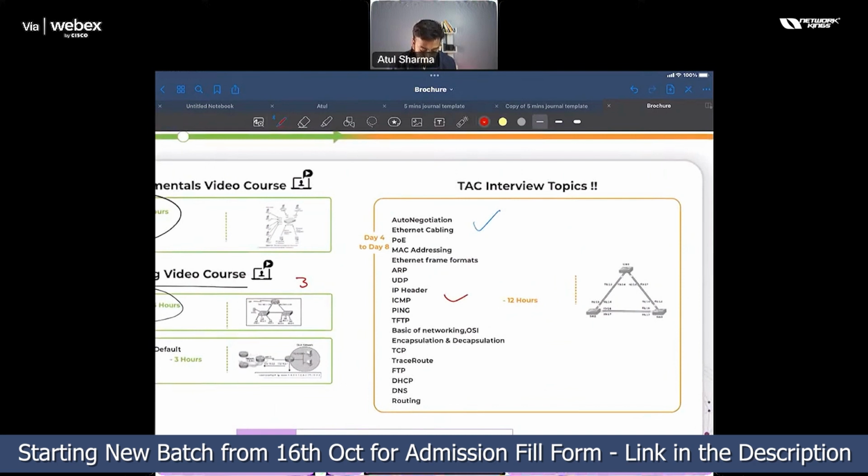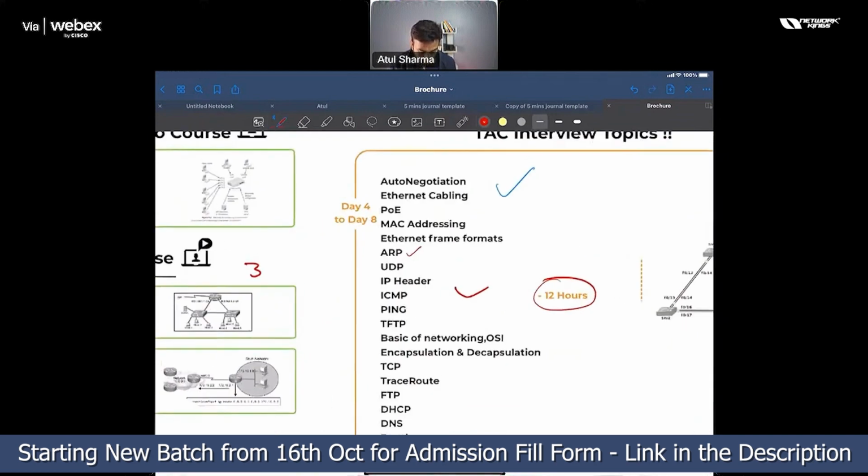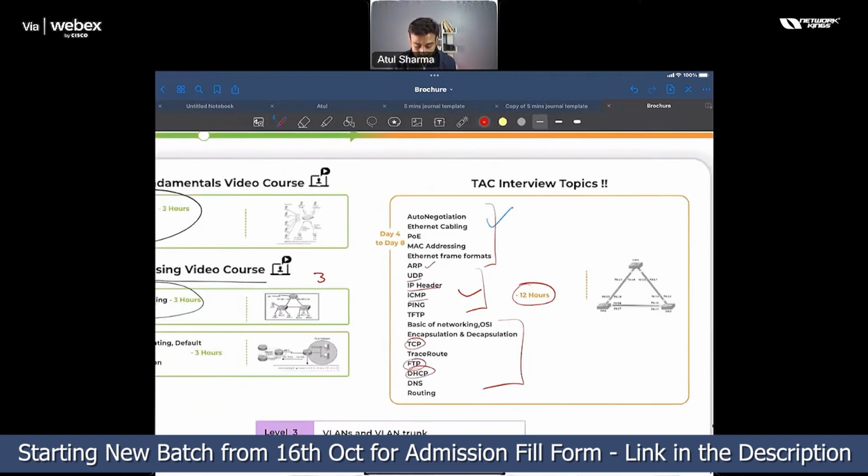So we will be covering the basics in detail. It is going to take around 12-13 hours to cover all the important topics. You will learn about ARP, UDP, IP header, ICMP, TCP, FTP, DHCP. All the interview questions will be covered, so you will get ready for networking interview preparation. Not just network engineer, you will prepare for the TAC engineer.